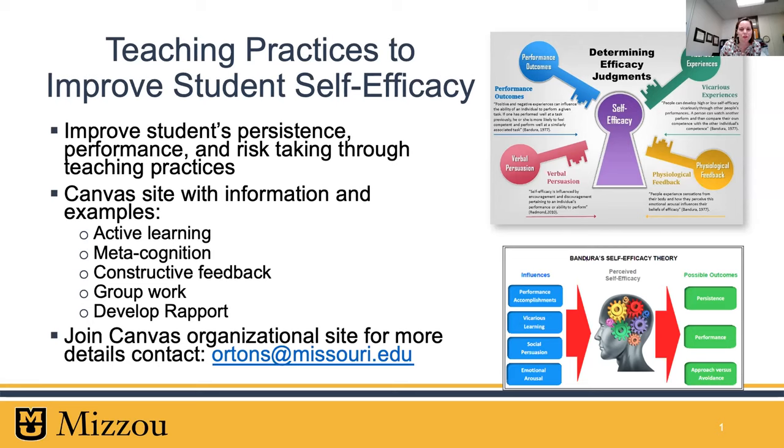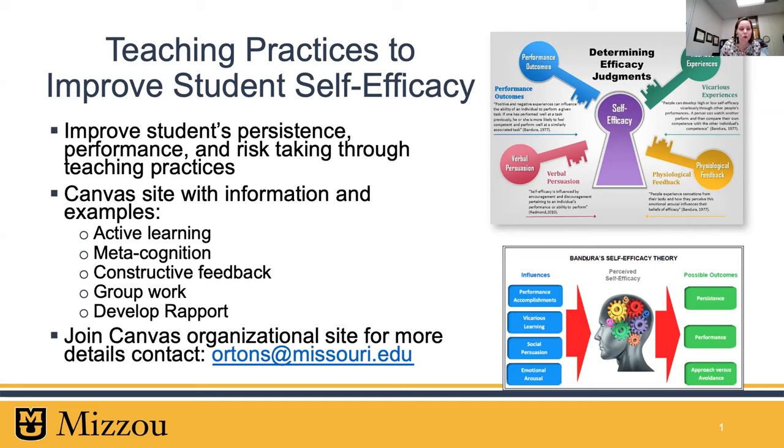Performance outcomes, or mastery experiences, is doing well or not doing well on a particular task. If you did something well, you're more likely to try it again. Teaching practices such as active learning, metacognition, and structuring skill sets are going to target that area of self-efficacy source. Vicarious experiences, seeing someone else that you can relate to doing well, would be things like guest lecturers or group work, students seeing other students do well at a task.